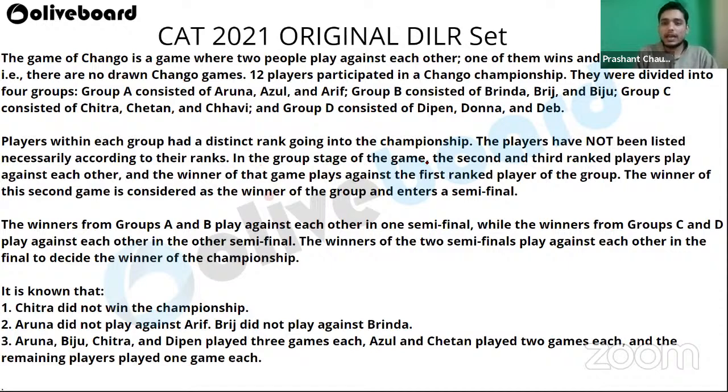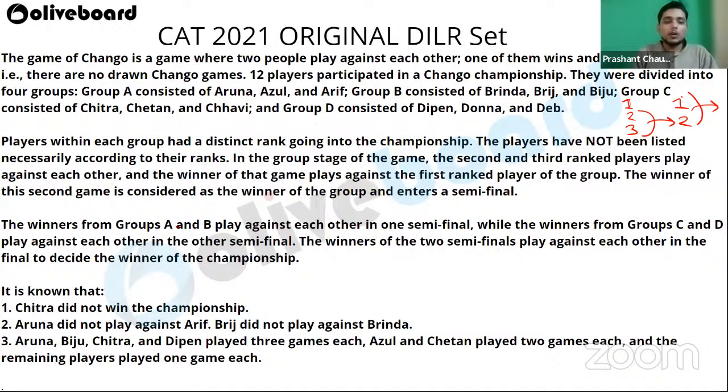In the group stage of the game, the second and the third players play against each other. So what is happening? There are basically 3 players in each group. Let us say first, second, and third. The first game will be between the second and third. One of them will win, let's say second will win, then second will play against the first. So second and first will play, and whoever wins among these three will go to the semi-final. The winner of the second game is considered the winner of the group and enters the semi-final.